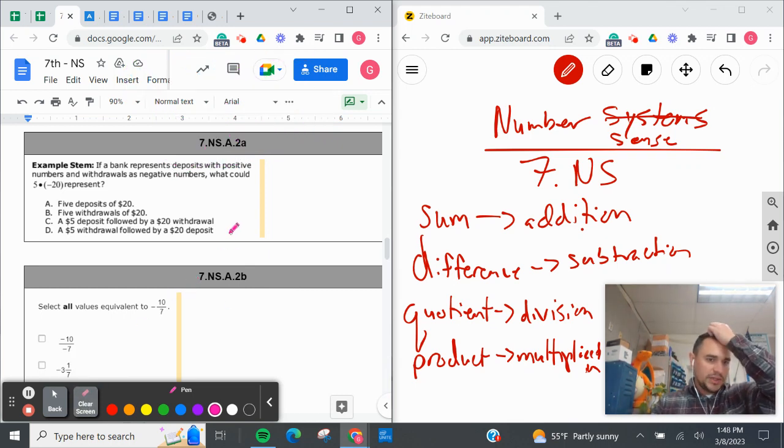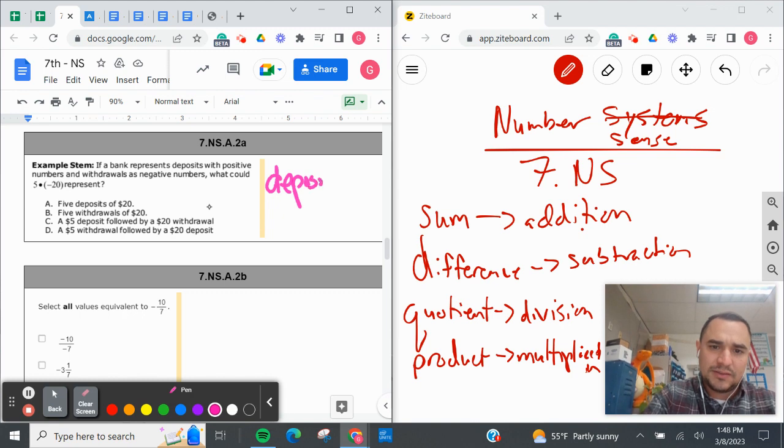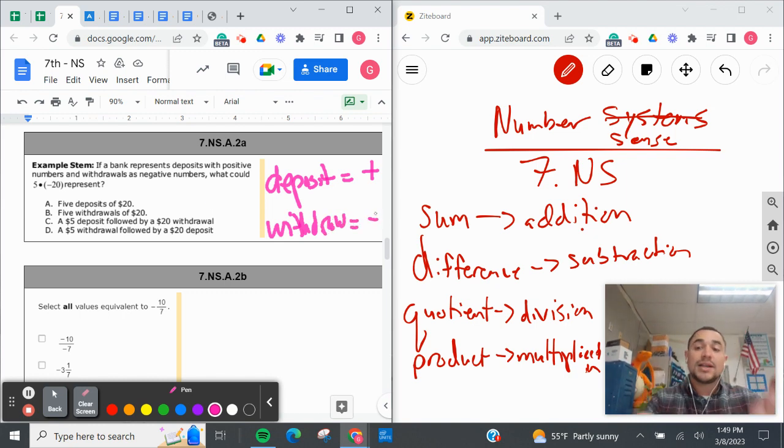And the next one is: a bank represents deposits with positive. Okay, so when you deposit, it's positive, and a withdrawal is negative. So when you deposit money, you are adding money to your bank. When you withdraw money, you take away money from the bank. So add money to the bank, remove money from the bank. So that is your bank. Even though it's your money, it's the bank.